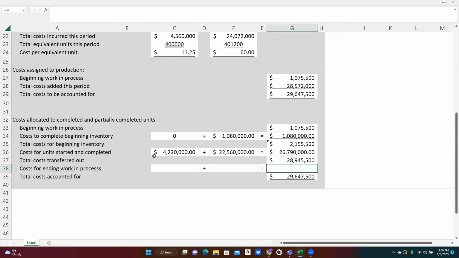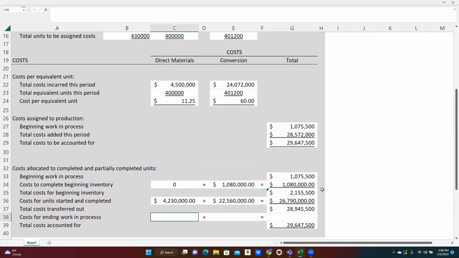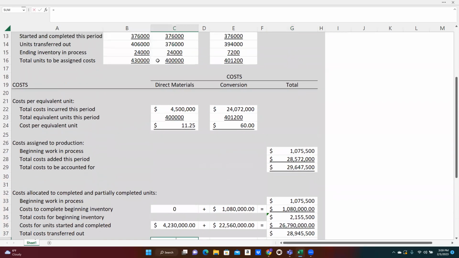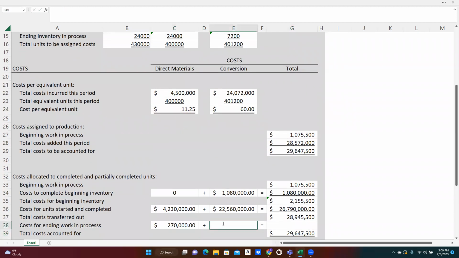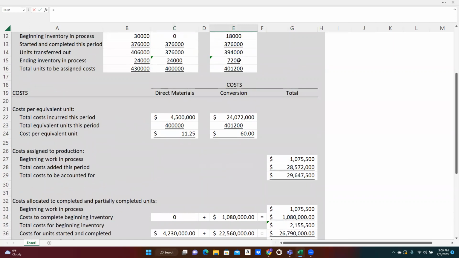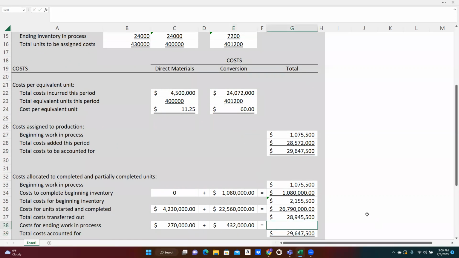Last step. We still had some units in ending inventory. How many units was that? It was 24,000 units right here. We added 24,000 units of direct materials at $11.25 each. And we did not do all of the conversion work. That's why they're still in ending inventory. We're not done with them. So how much did we add? 7,200 units we calculated in this first step at $60 each, a total of $432,000.